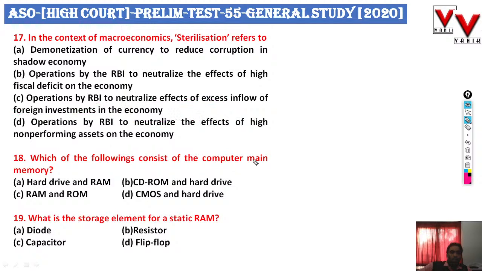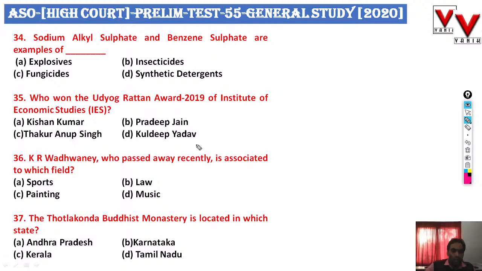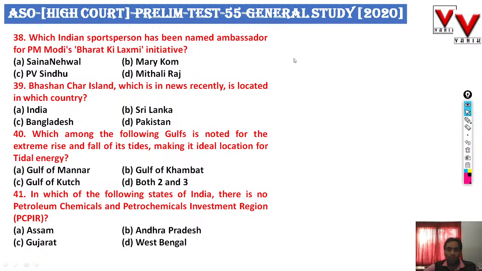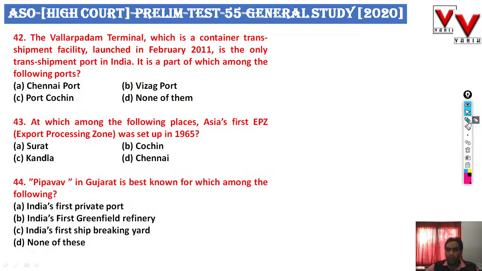Now we proceed to the next question. We are going to discuss the 37th question, about the island, Cox's Bazar. It was in the news because of that, and the island lacked basic facilities. So the right answer is Bangladesh.